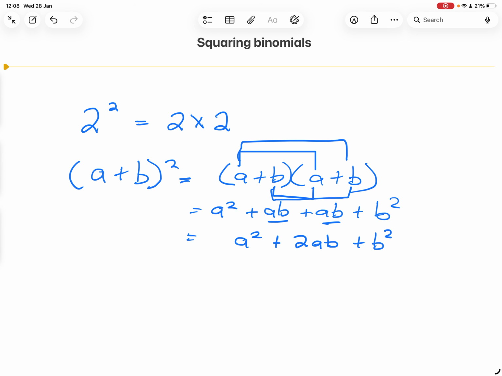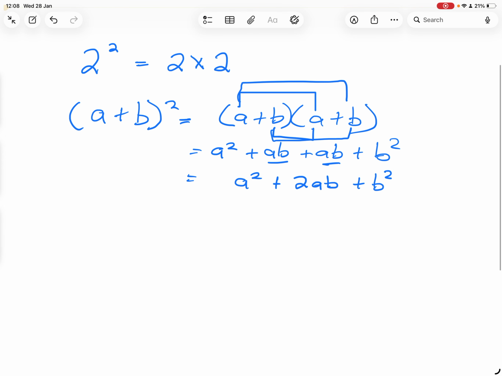Now, I want to show you what may be a quicker method. But you let me know if you are comfortable with it, and we are going to apply it as we continue. So let me firstly take another one. If I had (a minus b) squared, that's still a binomial.